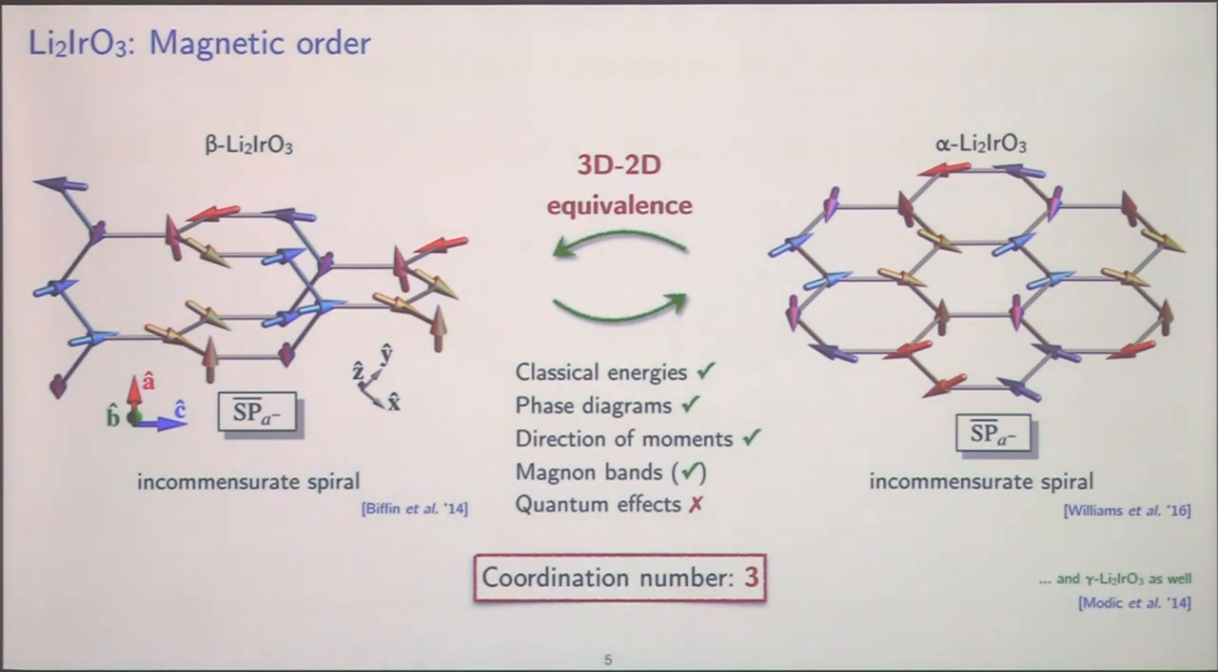Because of this Brillouin zone being three-dimensional, once we include fluctuations, either thermal or quantum fluctuations, this exact equivalence will break down. And if I have time, I'll explain how. The crucial ingredient of this equivalence, however, is that both lattices have coordination number 3.